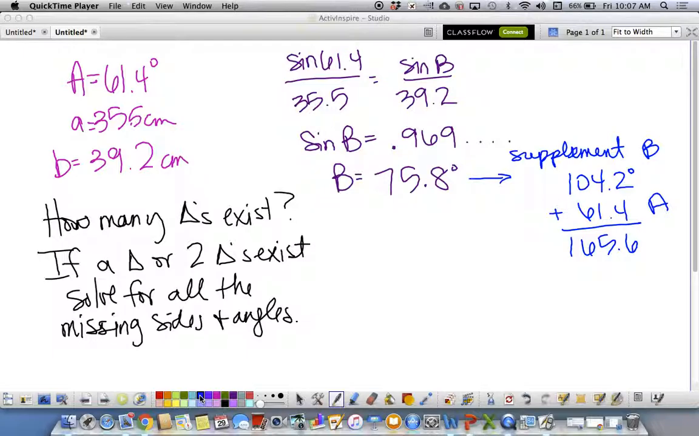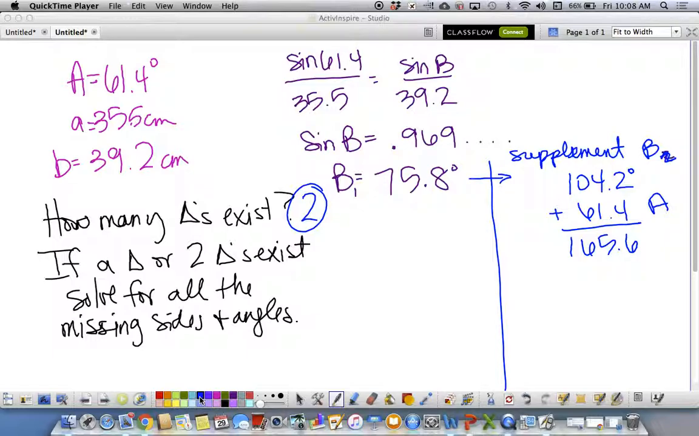So right now, can we answer our first question? Yes. How many triangles exist? Two triangles. So now I'm going to stop, and go back and say, I've got a B1 and a B2. I take my supplementary angle as my B2. Then I'm going to split my page in half and solve for both pieces.